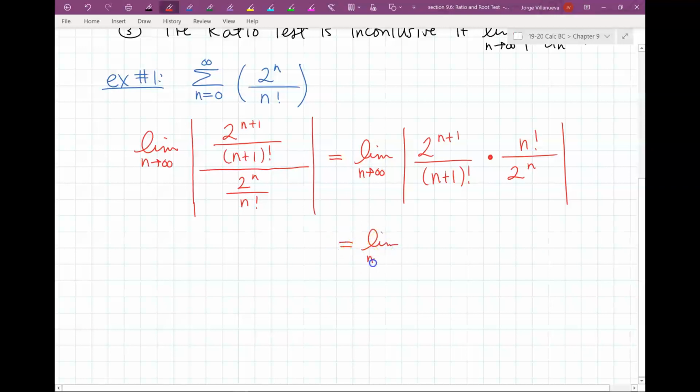Usually I will not show this because it is kind of a waste of time for you guys to do it, but maybe you need it. 2 to the n plus 1 is the same as 2 to the n times 2. Are we okay with that?